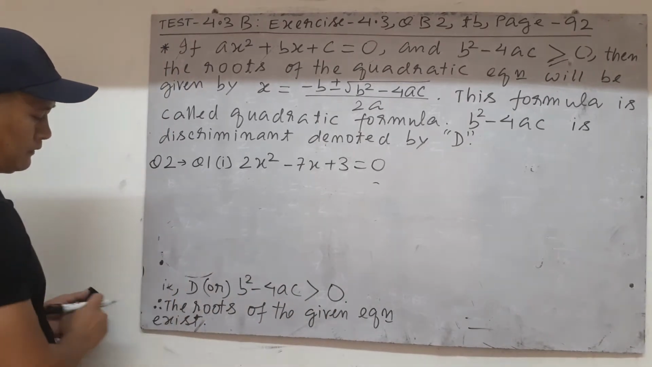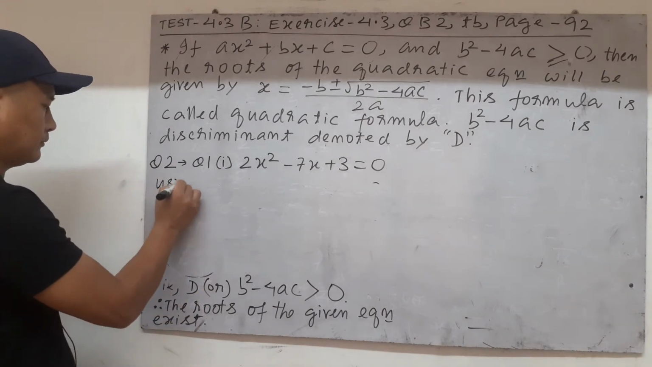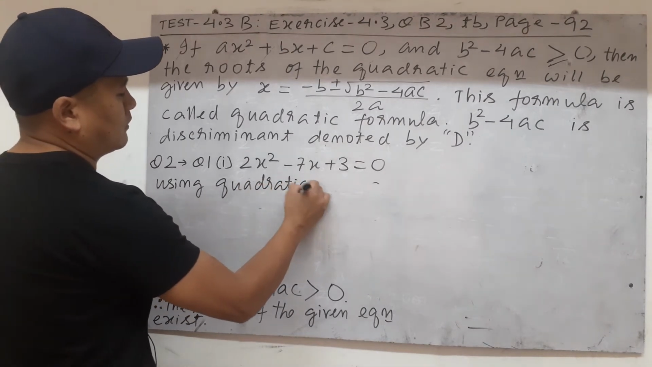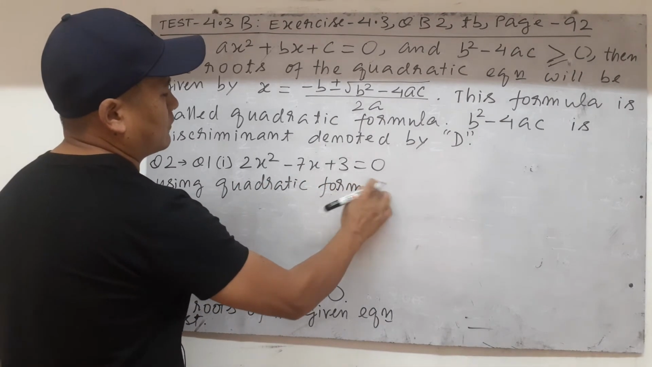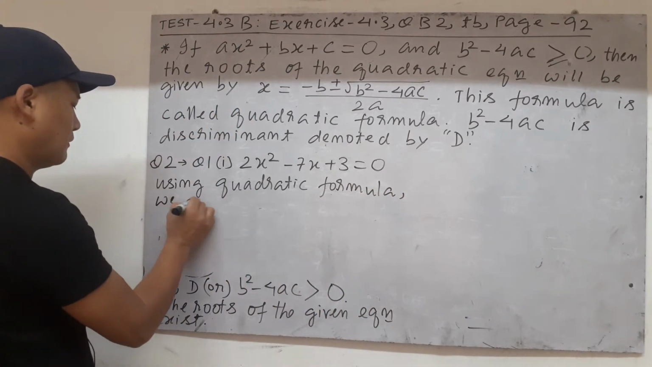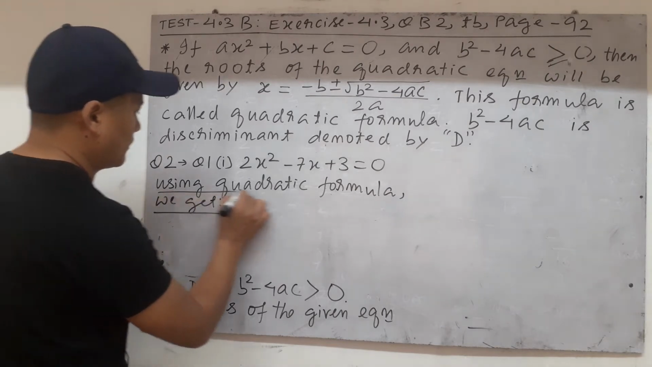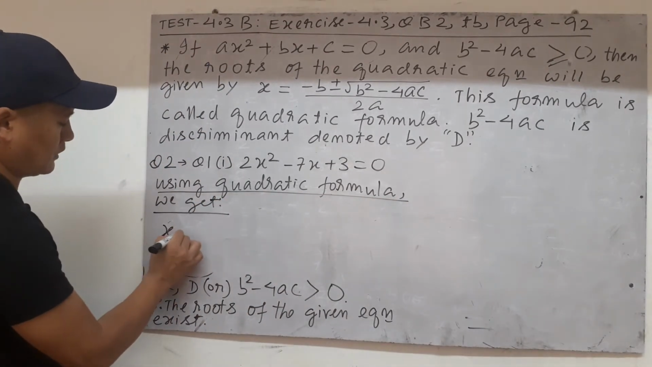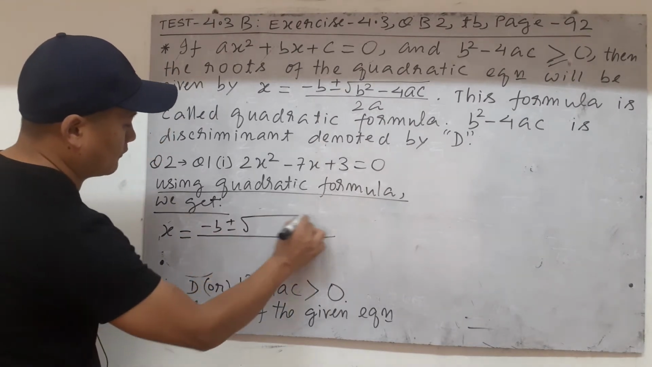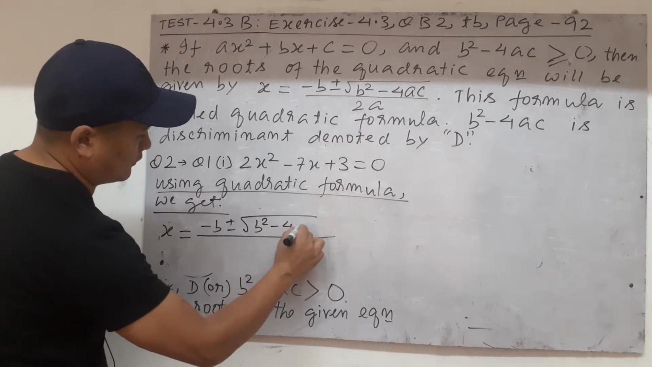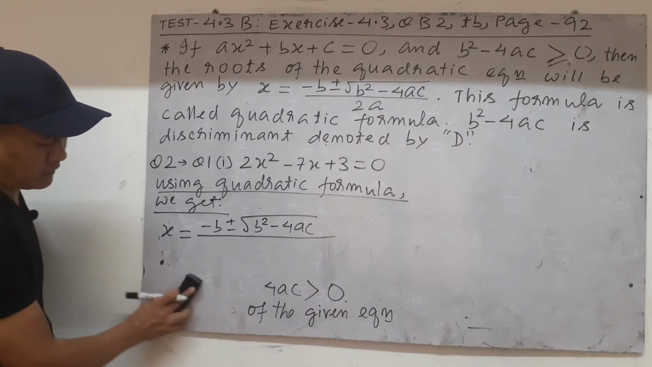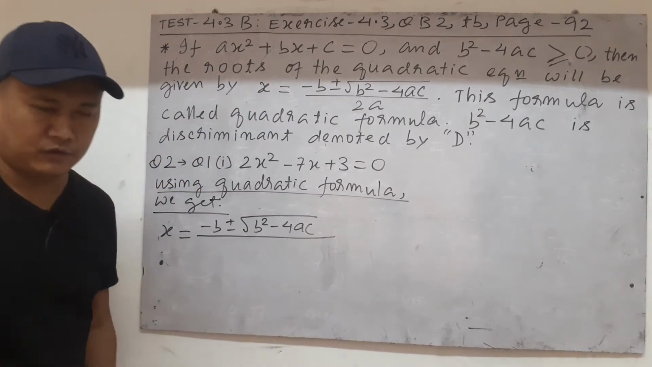So here we write next, using quadratic formula, we get x equals, and this has to be in our memory, minus b plus minus root over b squared minus 4ac, as we can see here. This formula has to be in our mind, in our memory. So this is how we solve by using the quadratic formula.